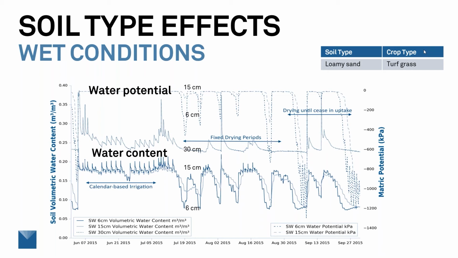In this case, we're in a loamy sand. This is an engineered soil, and the cover crop is a turf grass with a fairly shallow root zone. The middle of the root zone is about 6 centimeters, and the bottom of the root zone is about 10 centimeters. In this case, we're going to look at this soil over time in this experiment where we were in a relatively wet condition to start with in June and into July, in a fixed drying period condition in July and into August, and then a drying until we saw cessation of water uptake in August and in September.